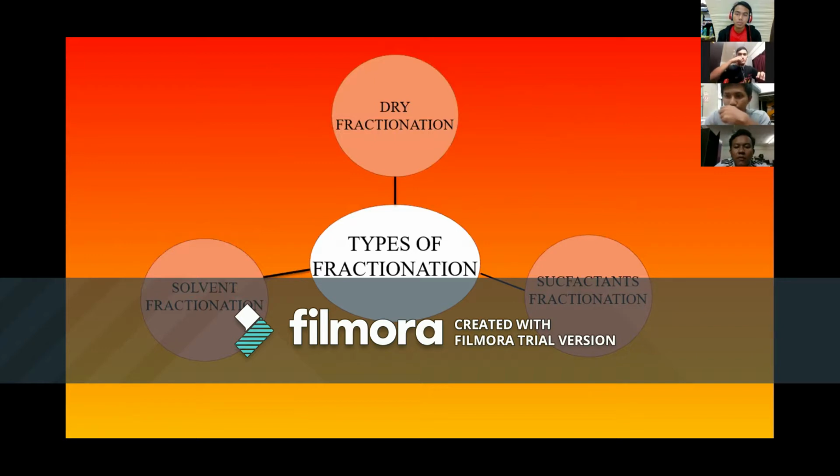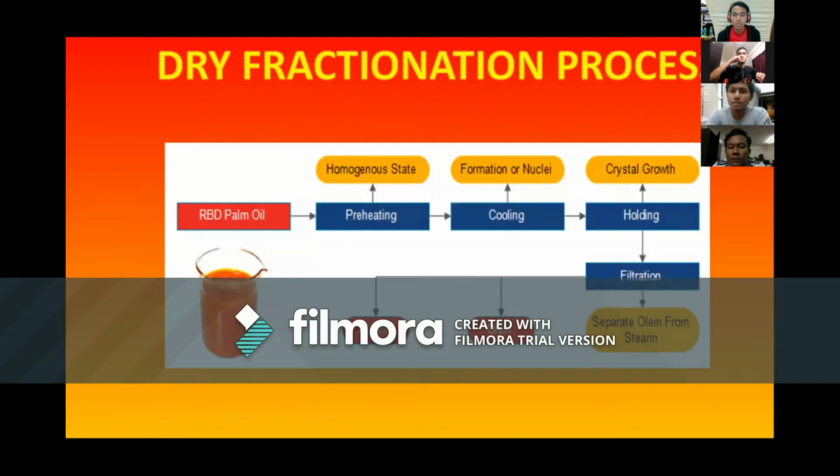Next is the types of fractionation. There are three types: dry fractionation, solvent fractionation, and surfactant fractionation. We choose the dry fractionation process because it is more economical and safer, as it does not use chemicals.